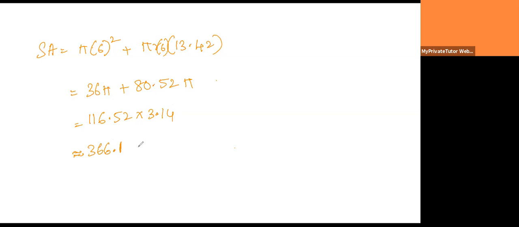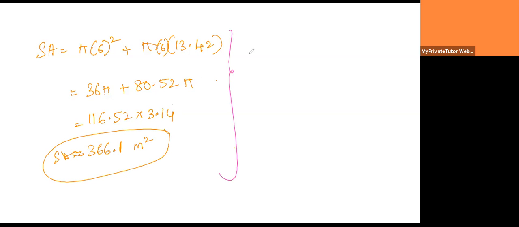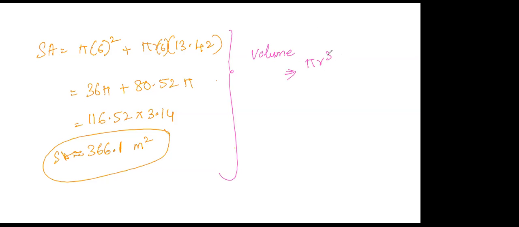So what is the unit? I think it's meter square. This is the surface area. What is the formula to find the volume, guys? It's a very straightforward one, right? Which is base area into height. That is pi r square h divided by 3.